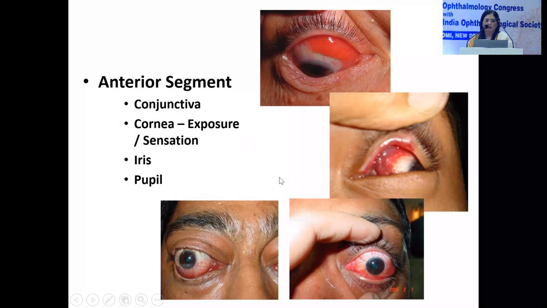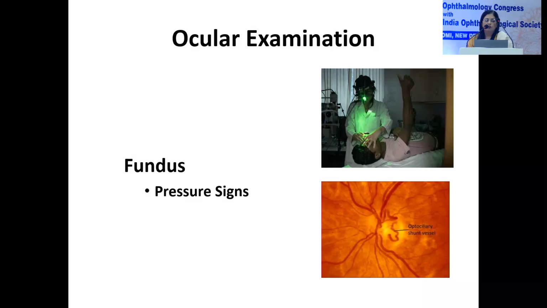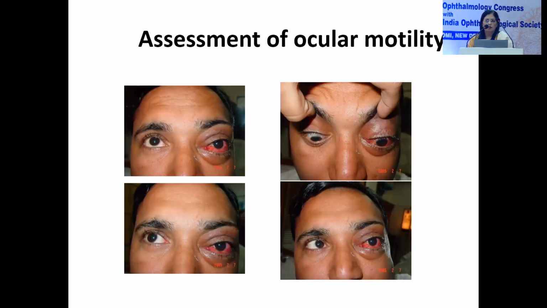Elevated episcleral vessels indicate raised venous pressure, so you suspect a vascular pathology. The iris should be examined; lesions like Lisch nodules indicate neurofibromatosis. So all the examination will help us in narrowing down differentials. A detailed fundus examination is required to look for pressure signs, such as papilledema. The presence of optociliary shunt vessels indicates meningioma.